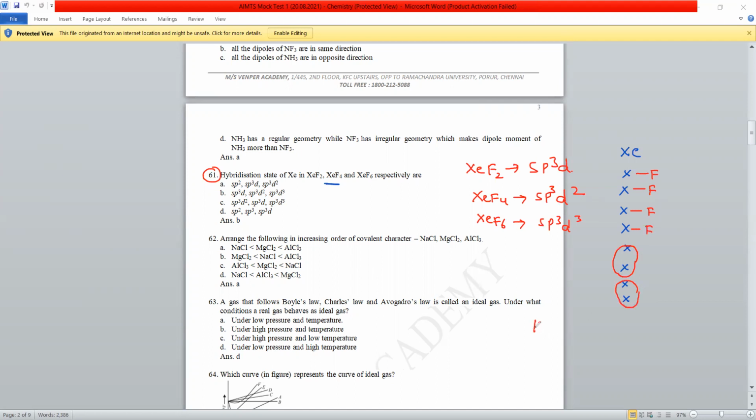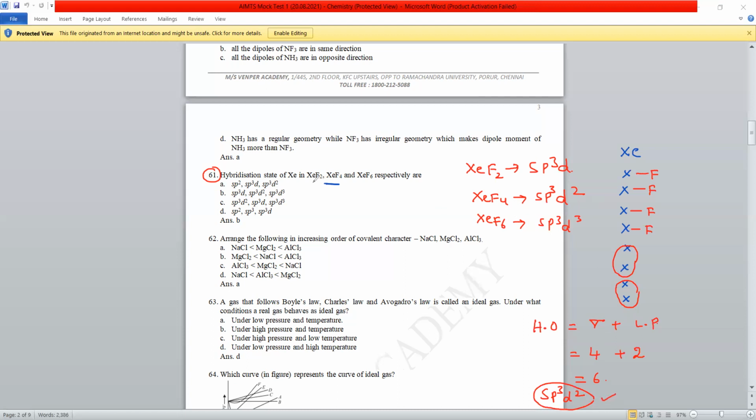Hybrid orbitals are equal to the number of sigma bonds plus lone pairs of electrons. How many sigma bonds do we have here? 4 sigma bonds and 2 lone pairs, so in total 6 hybrid orbitals. 6 hybrid orbitals means hybridization is sp3d2. S is 1, P is 3, D is 2. Total 6 hybrid orbitals. So the answer for XeF4 is sp3d2.